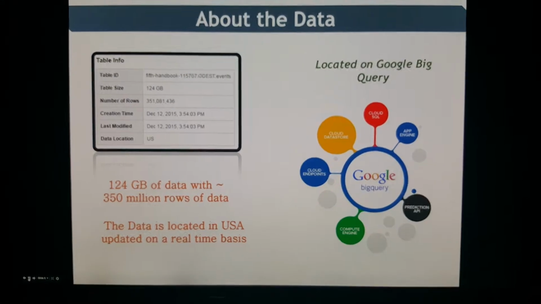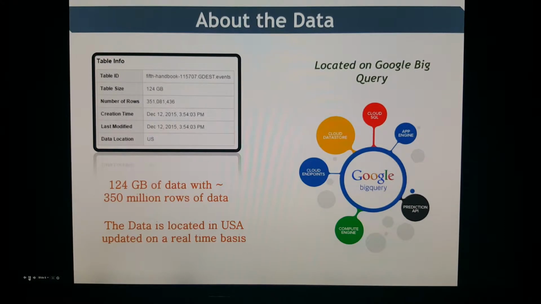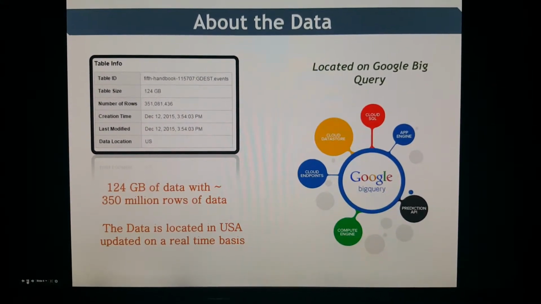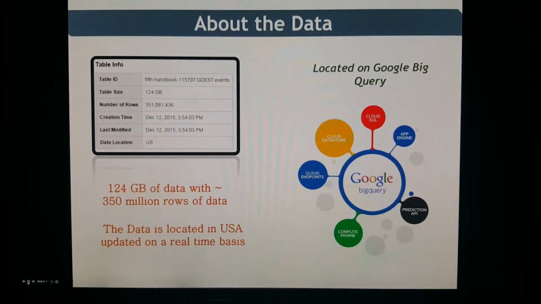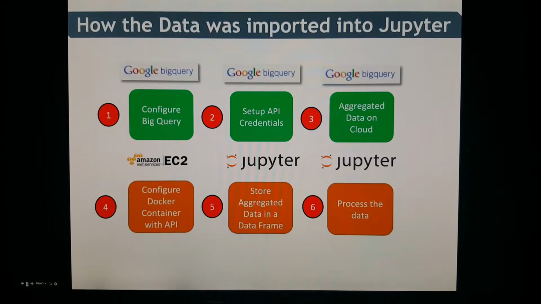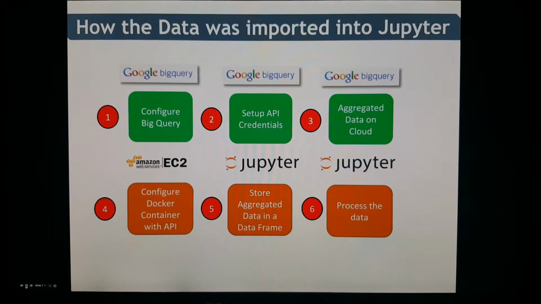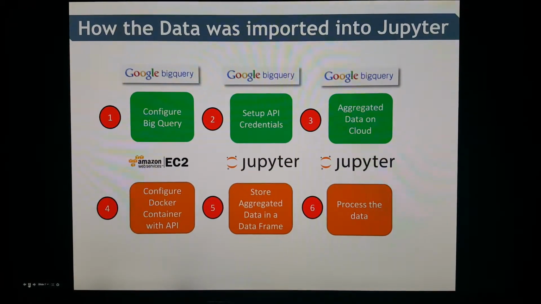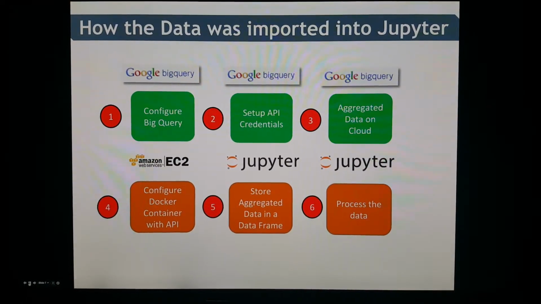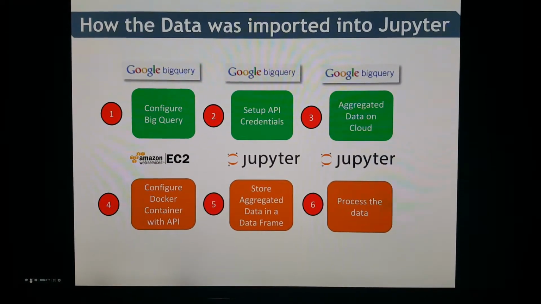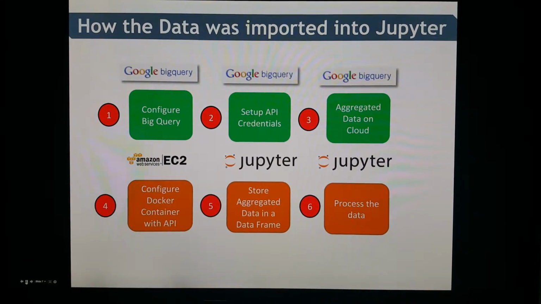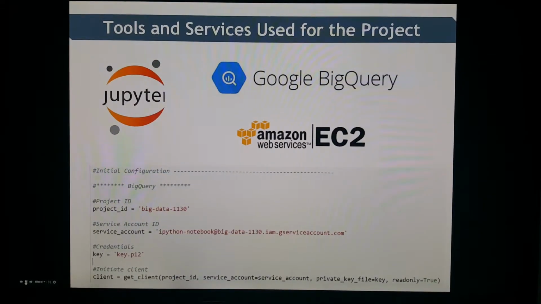So about the data. The data is located on Google BigQuery, and this dataset is around 124 GB in size and around 350 million rows. The data is located in the US and is updated on a real-time basis. So we import the data from Google BigQuery into Jupyter in the following steps. First, we configure BigQuery, then we set up the API credentials, then we aggregate data on the cloud, then we configure Docker. After that, we store the aggregated data to go ahead and process the data.